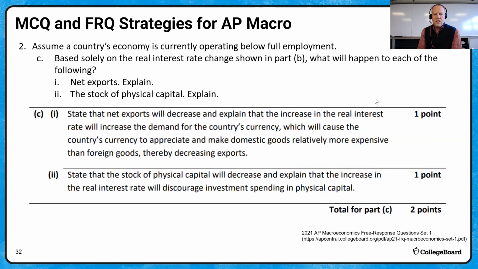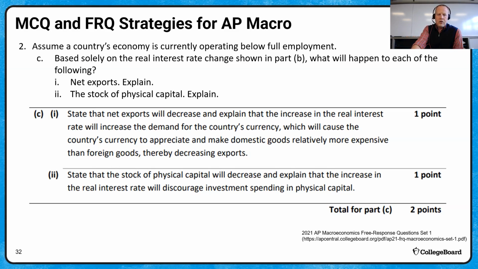Now move on to part C. Assume a country's economy is currently operating below full employment based solely on the real interest rate change shown in part B. Okay, recall what that was. Interest rates went up. What will happen to each of the following? Net exports, explain. The stock of physical capital, explain.